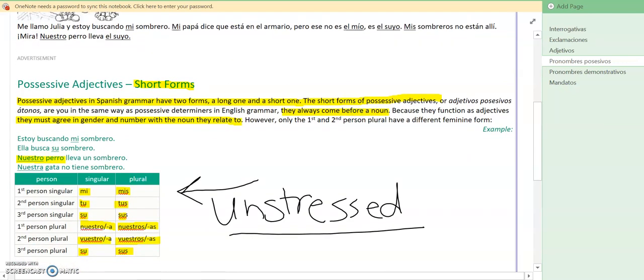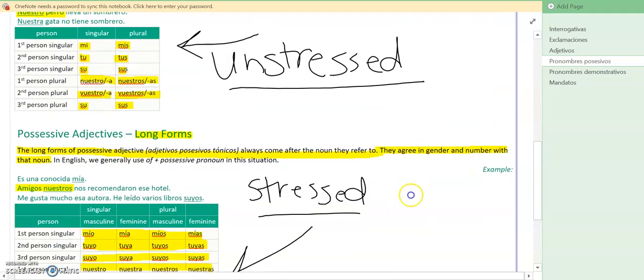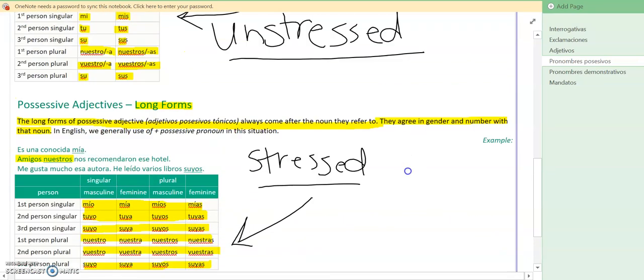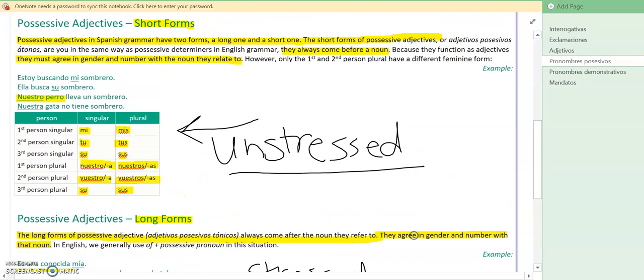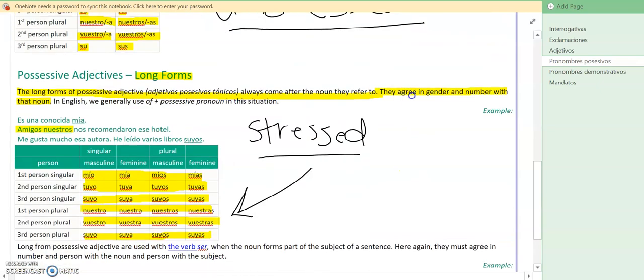There are 2 basic forms. You have unstressed or short forms, and then you have stressed or long forms. So the first part asks about the unstressed or short forms. These are your singular pronouns: mi, tu, su, nuestro, vuestro, su, and the plural just have s's on them, so they're very similar. And these are placed before the noun. So you can see nuestro perro, nuestro would go before perro, so that would be an example.